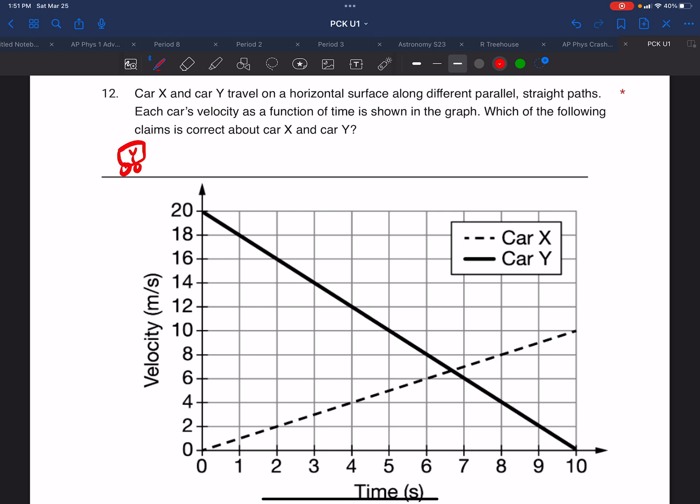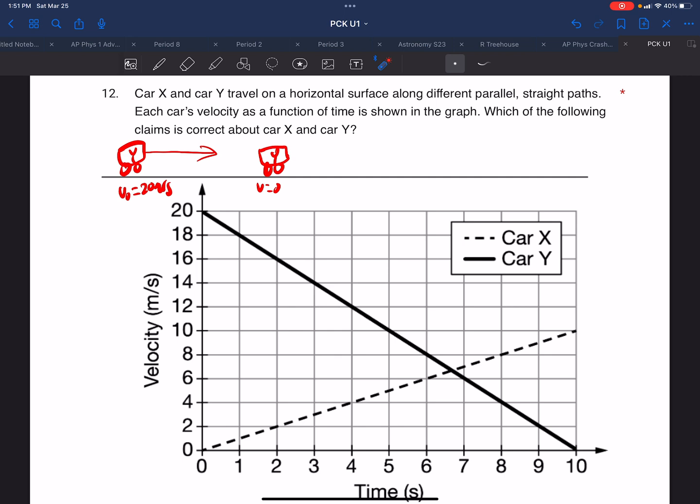And we're given the velocity as a function of time. So we can see the velocity is initially 20 meters per second. And then at some point, it slows down and the velocity is 0. We see the velocity starts at positive 20 and then it decreases to 0 and comes to a stop.